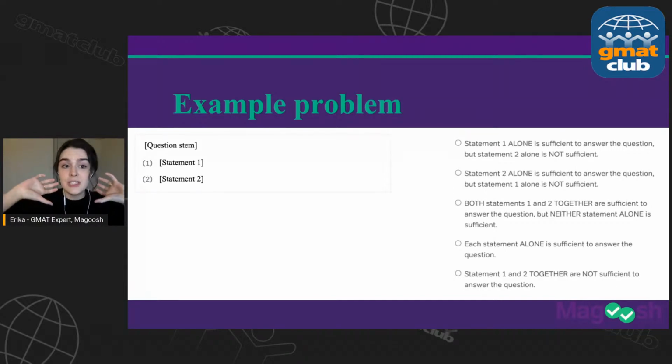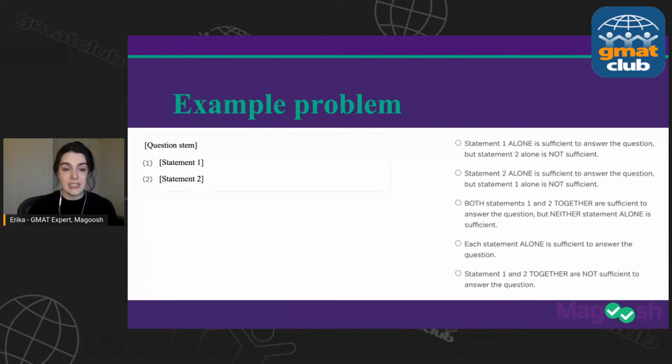Sometimes we can put those statements together to have enough information to answer the question, or sometimes we still won't have enough information. We have the same 5 answer choices for data sufficiency every single time. First answer, A, is that statement 1 alone is sufficient. We can get to one answer using statement 1, but statement 2 is not sufficient. We cannot get to one answer with just statement 2.